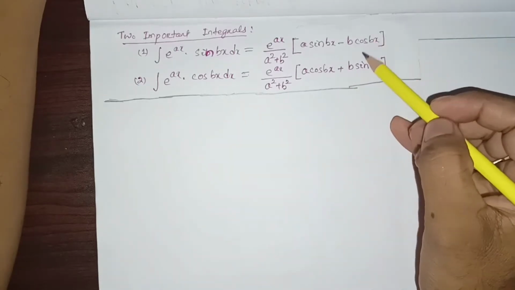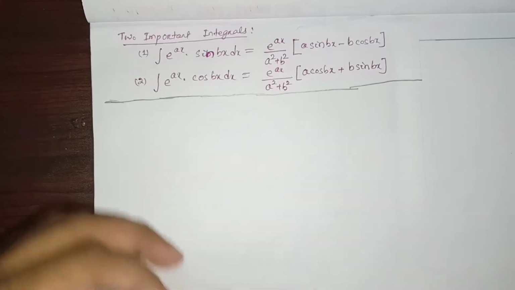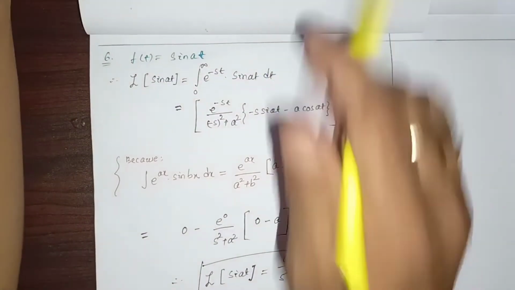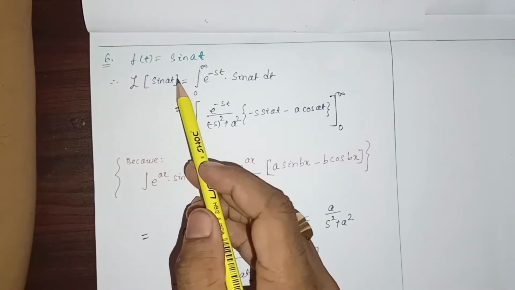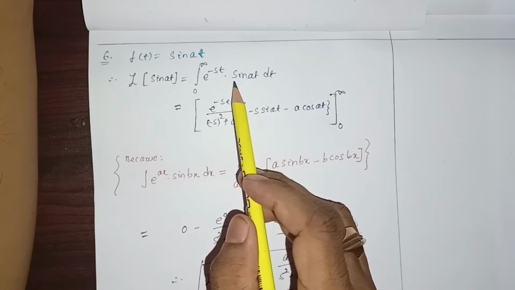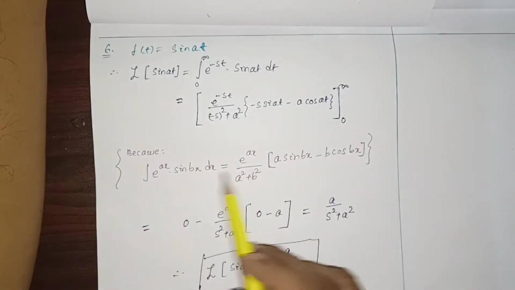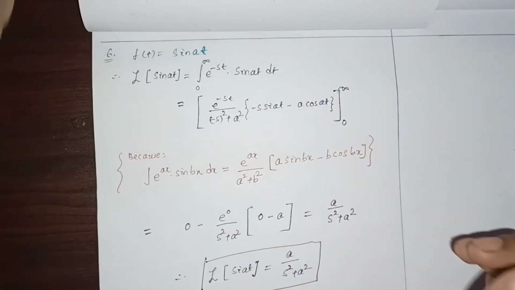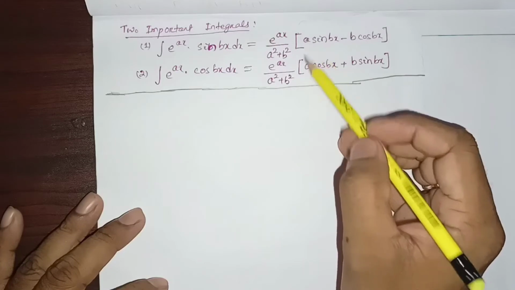Okay, these two integrals you have to remember, because whenever we are going to find the Laplace transform of sin at and cos at, at that time this integration will come up. At that time we have to directly use this integration value and then put in the limit. So I suggest that you remember these two integrals.